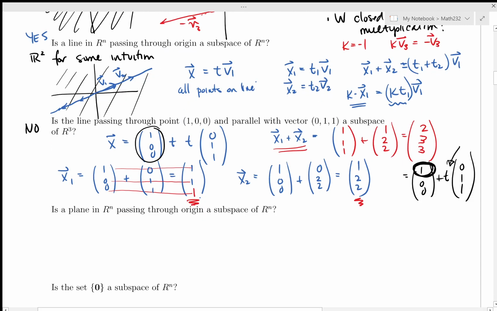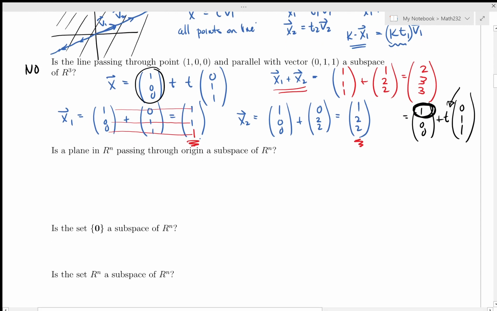So I sort of answered this question here. The answer is the plane passing through the origin. That's key. Passing through the origin, is it a subspace of Rn? And the answer to that is yes. Let us take a look at what a plane through the origin in Rn looks like.